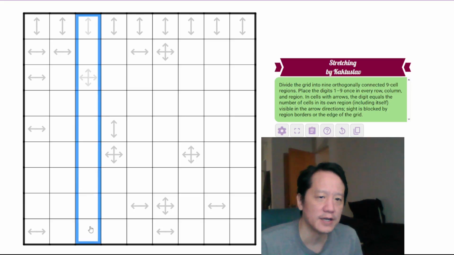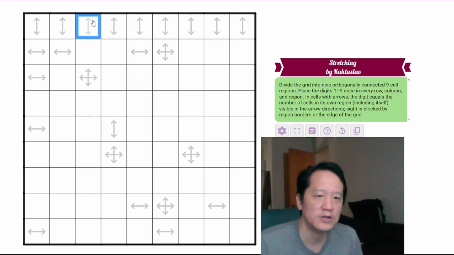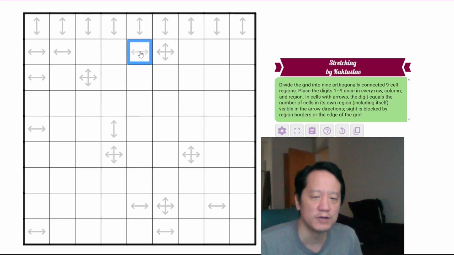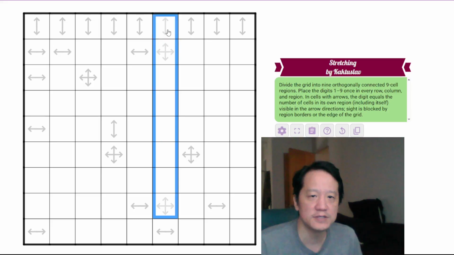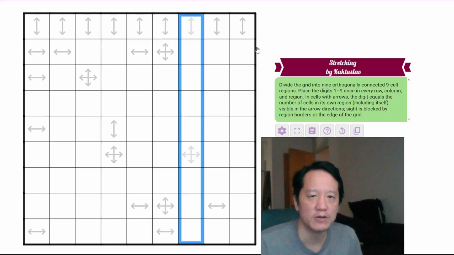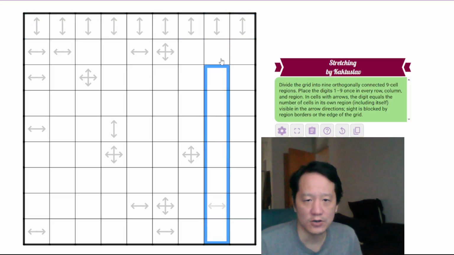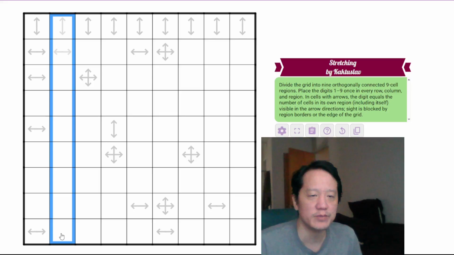This can't be 9 this way because this cell sees the same amount going in that direction. Same with this one. This one sees the same amount. If it's 9 going this way, we'd have 1 and 1 here. These would see the same amount. This would see the same amount. So you can't have 9 here because you have the same problem as 9 being there, right?